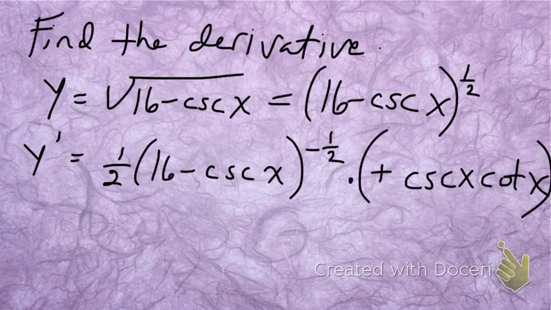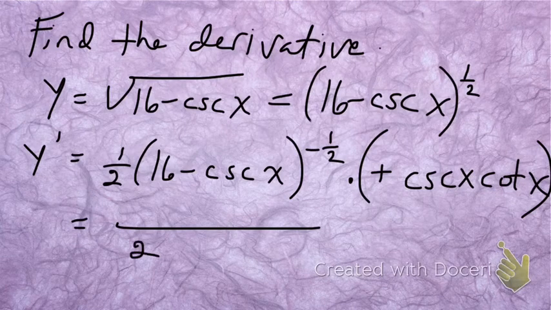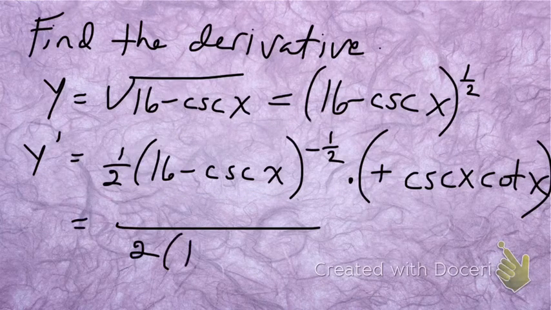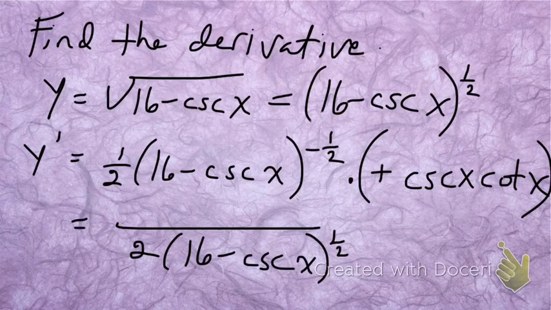Okay, well, let's see what we can do with this. We do have that 1/2 out front, meaning 1 could stay up top. We don't normally write that. In the bottom, we would have a 2. We can also move this base to the denominator to make that power positive. Call this 16 minus cosecant of x to the positive 1/2. What would remain up top? The cosecant cotangent. 1 times cosecant cotangent is just cosecant cotangent.